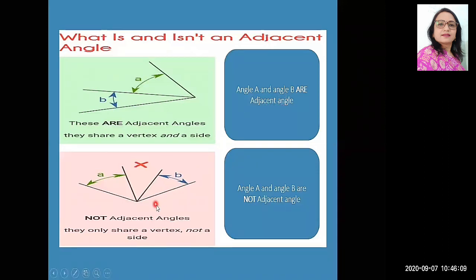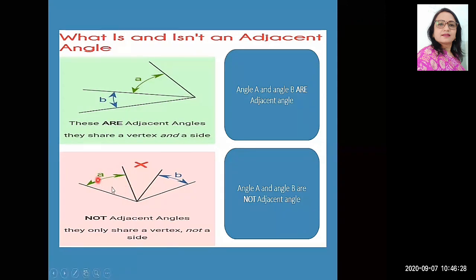Now see here, angle A and angle B are not adjacent angles. Why? Because they only share a vertex here, but not a side. They don't share a common side.